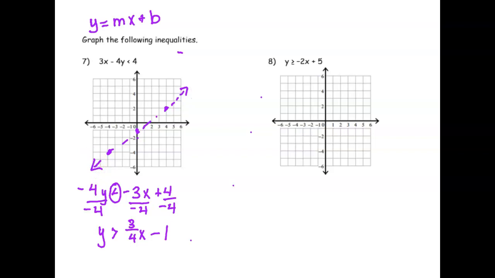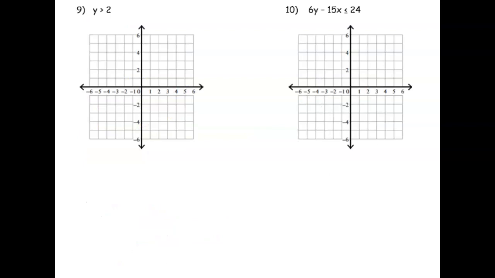I need to see what side of the line will be the true situation. So I'm going to test the point 0, 0 because it's pretty far away from the line. So I can plug 0, 0 in right here. And when I do, I've got 0 is greater than 3/4 times 0, which would be 0. 0 minus 1 would be -1. And since 0 is greater than -1, the side with 0, 0 would be shaded. So I'm going to take my shading and shade this side over here. Okay? So you're going to do the same thing for number 8, 9, and 10.